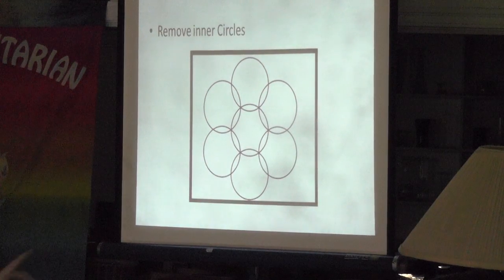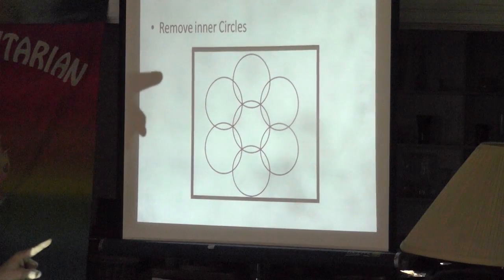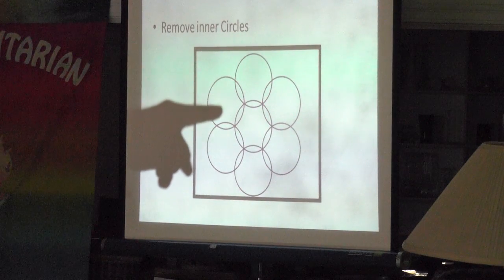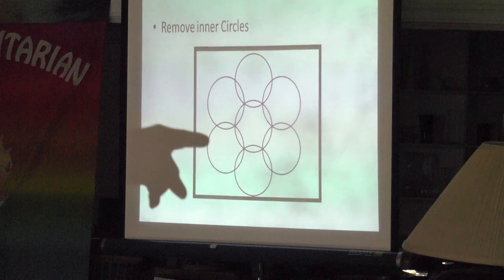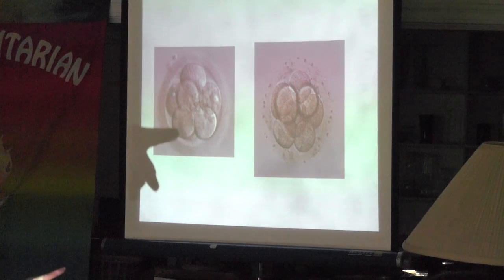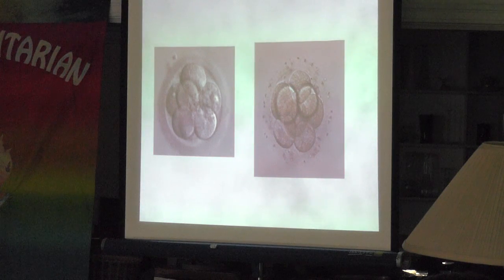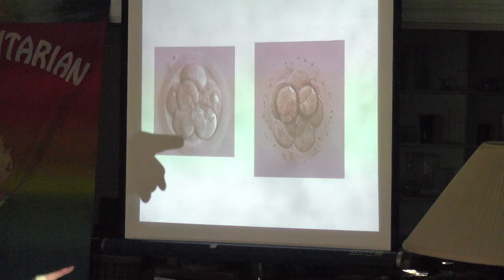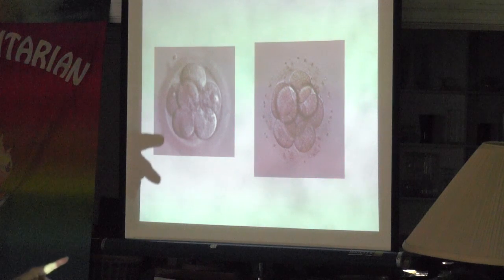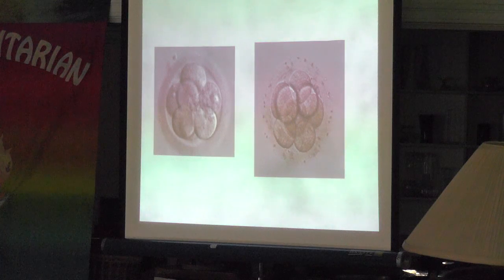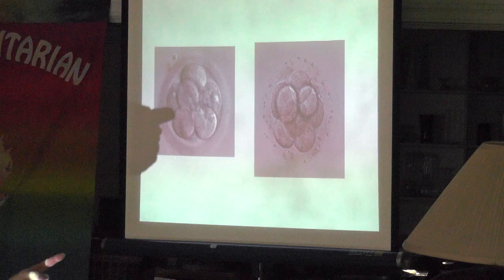This is the egg of life. When you remove the inner circles, you end up with the egg of life. And of course, what does that look like? Well, it looks exactly like the embryo or mitosis, when cells split and they split again. The flower of life comes out of the division of cells when they grow in the embryo. So the embryo keeps doubling.